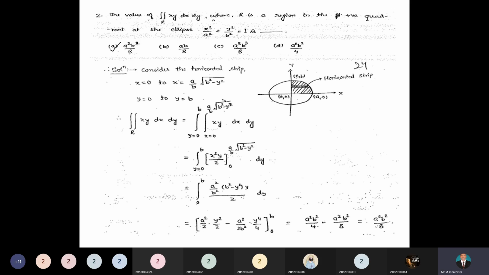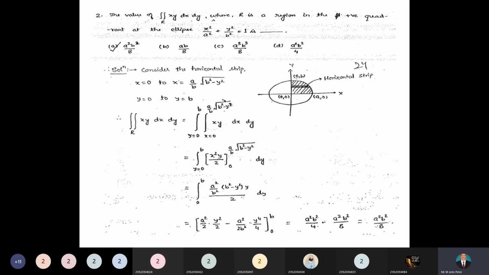Here they take the x limit as a function limit and the y limit as a constant limit. As per the concept of the ellipse, the ellipse intersects the x-axis at a comma 0 and the y-axis at 0 comma b. In the positive quadrant, the upper point is 0 comma b. We have to concentrate only on the first quadrant, so consider only one quarter of the ellipse.